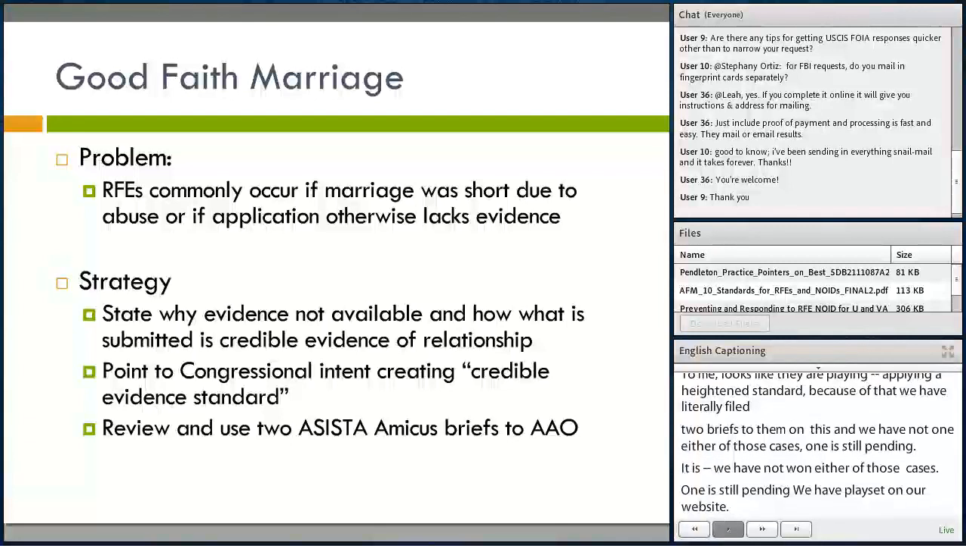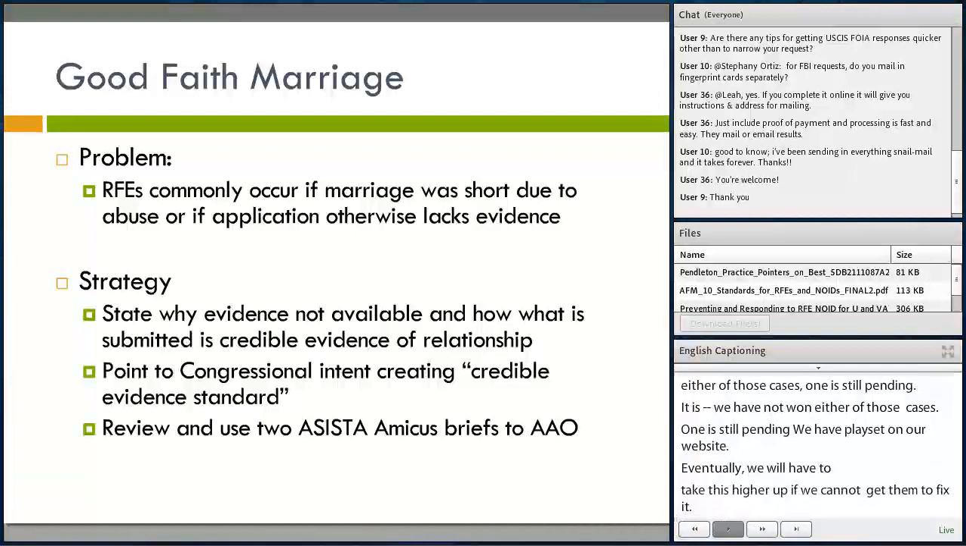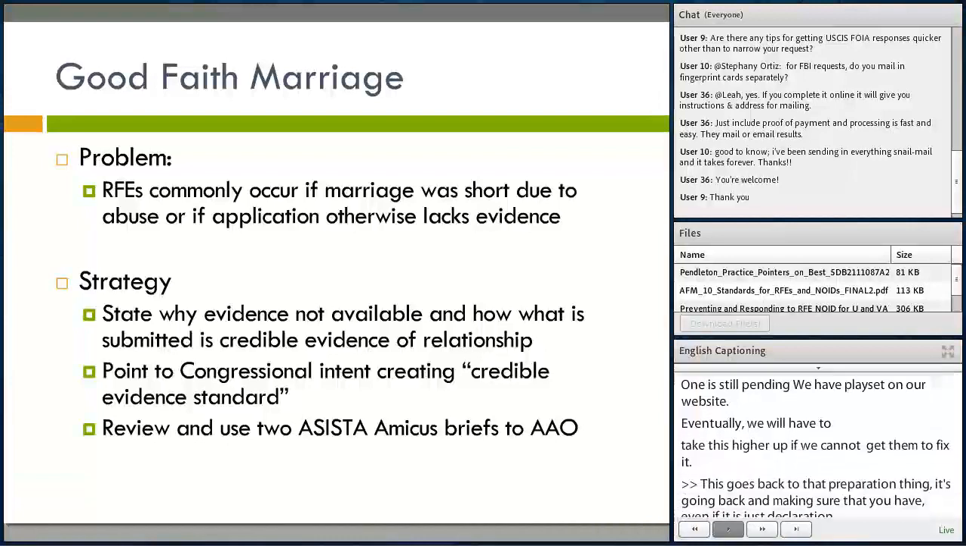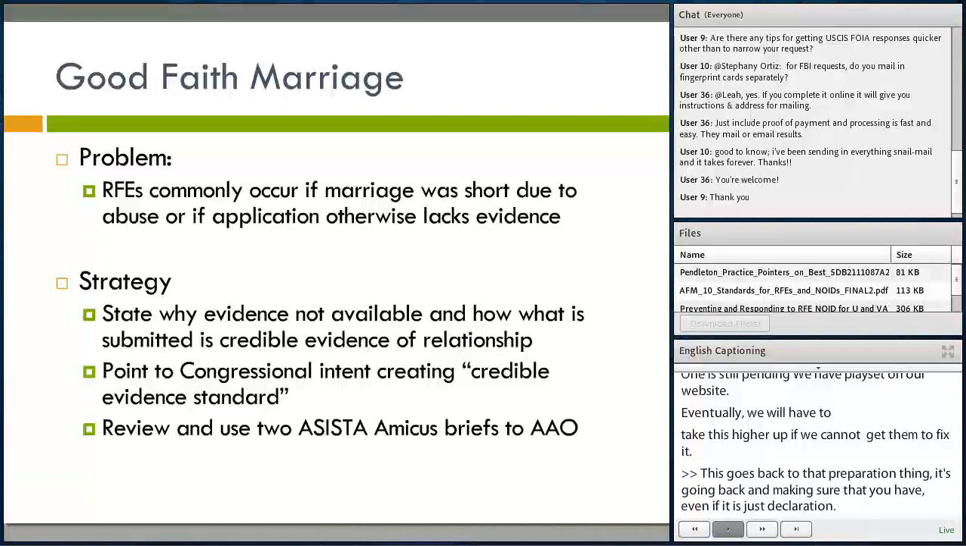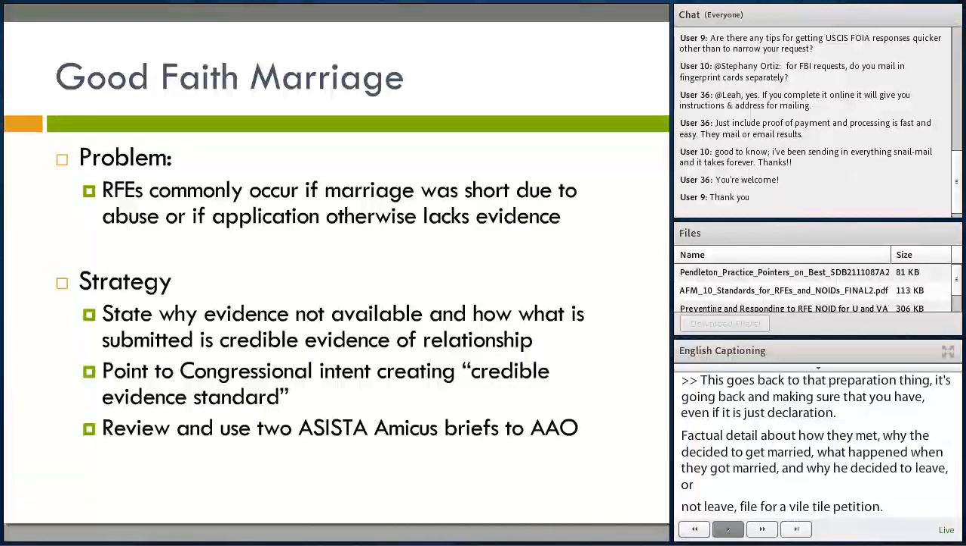And eventually I think we're going to have to take this higher up to get it fixed if we can't get the AAO to fix it. This goes back, however, to that preparation thing, which is making sure you have this, even if it's just declarations, as much idiosyncratic factual detail about how they met, why they decided to get married, what happened when they got married, and why she or he decided to leave, or if not leave, file for a VAWA self-petition or a U visa. Facts, facts, facts, gory detail, boring, boring, boring, gory detail.